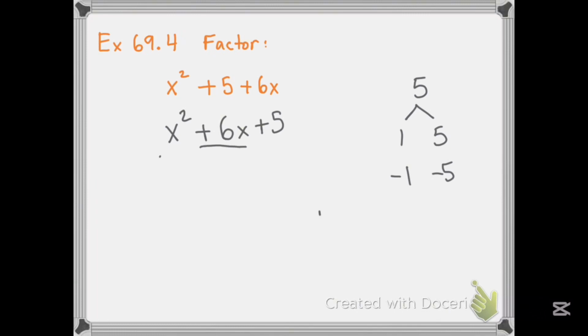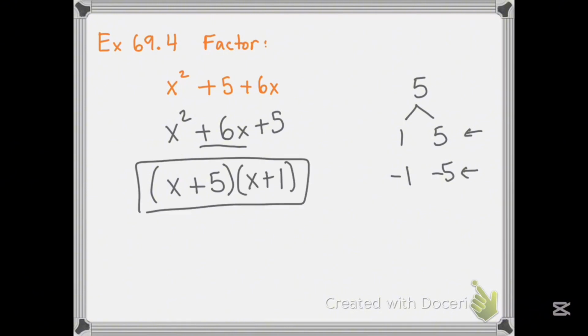Since we want 6, we need to use positive. We need to use this one. 1 plus 5 is 6. And 1 minus 5 is negative 6. So we want the first one, the one on the top. And so our factorization is going to be x plus 5 times x plus 1.